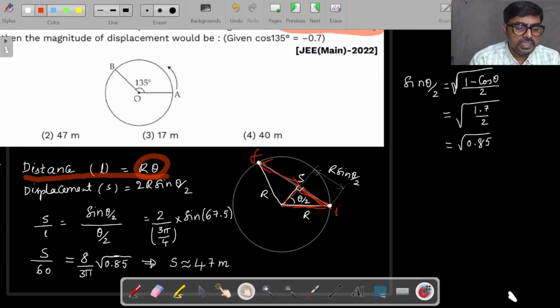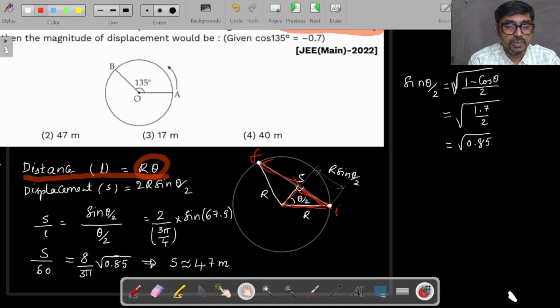Now let us take the ratio displacement upon distance. If I calculate, the radius will cancel out because they didn't give the radius there. So sin theta by 2 by theta by 2. So it's a very nice simple formula. S equal to L into sin theta by 2 by theta by 2. It's a very common formula, you must have it. Now what is theta? They had given 135 degrees.